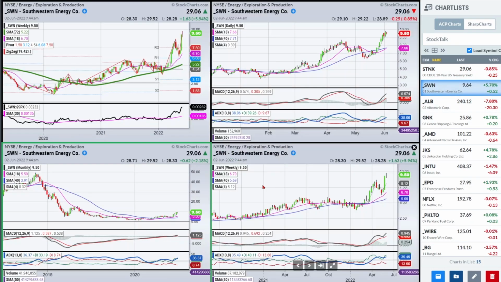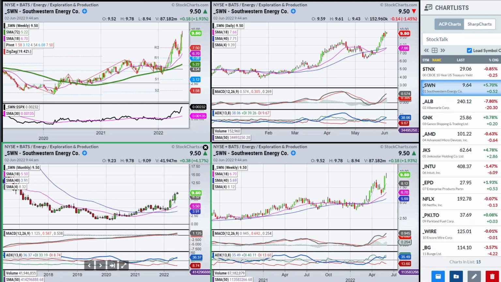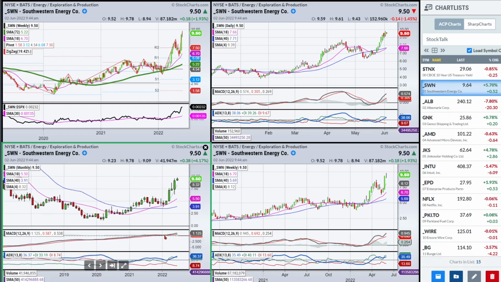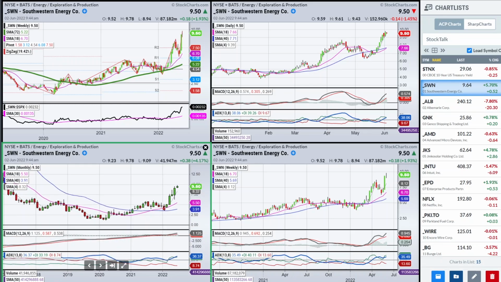Okay, so SWN, Southwestern Energy. Let's just look at the monthly chart as I zero in a little bit. We see how we rallied up and pulled back. We had good ADX condition. We had a pinch play on the MACD there, right crossing the 0 line, and came back to the 18-month. And then essentially what we had was an opposing trend pattern where we had our ABC on the weekly. We had a 0 line reversal with low ADX, right?